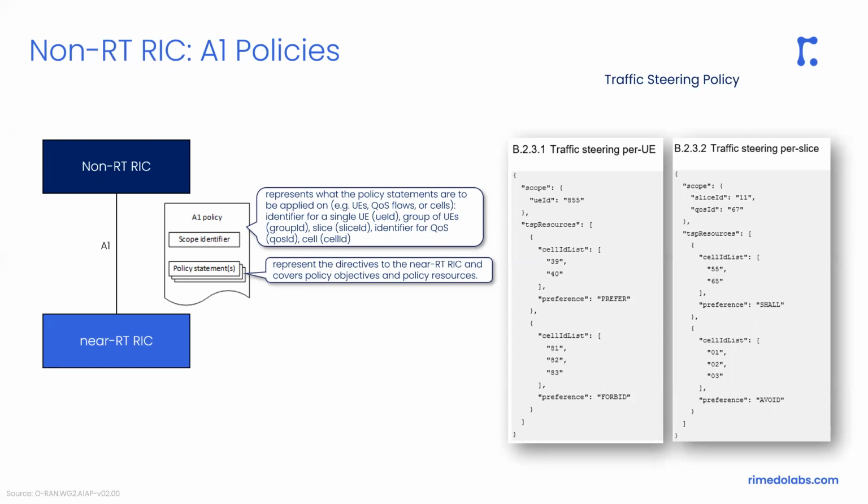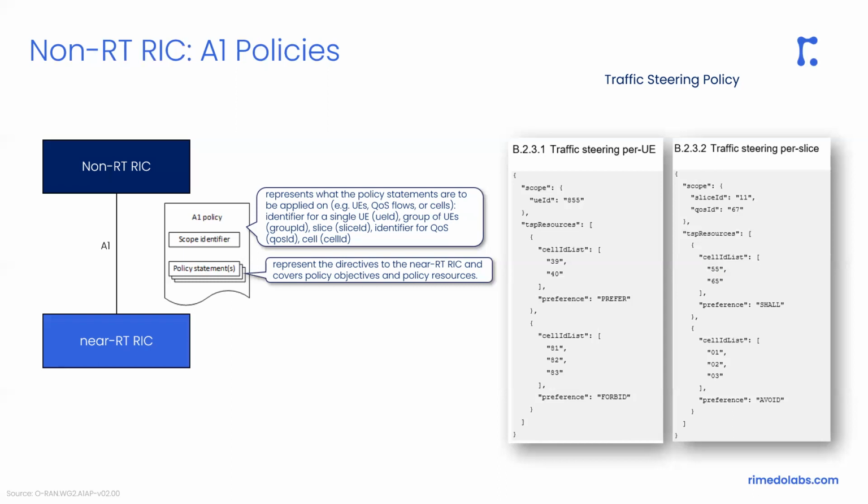But here is just an introduction. We have this example for the A1 policy, where the scope could be, for example, UE ID 855, which means we are targeting an individual UE with particular policies that it should prefer: that the near real-time RIC should prefer cells 39 and 40 for that UE. And it's forbidden for it to use cells 81, 82, 83, which basically means the near real-time RIC and the xApp there need to take that into account while placing the user towards a specific cell. So it creates a sort of boundary within which we can operate.